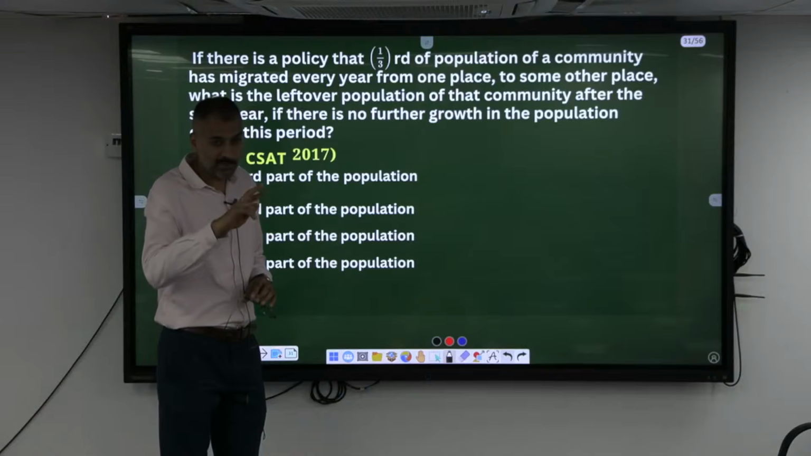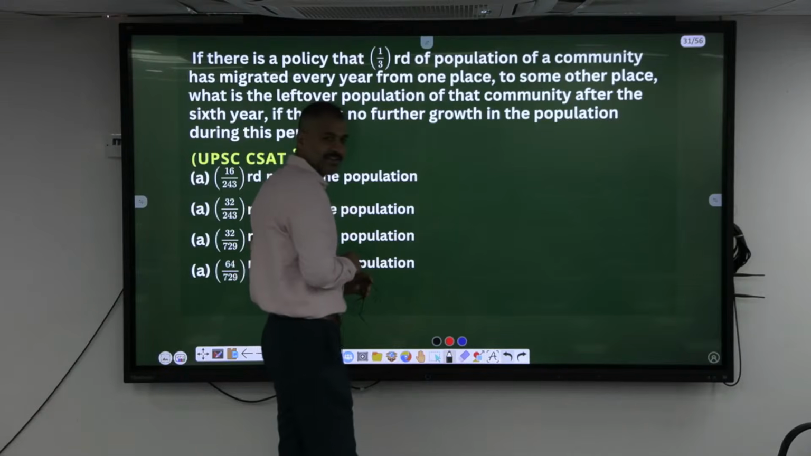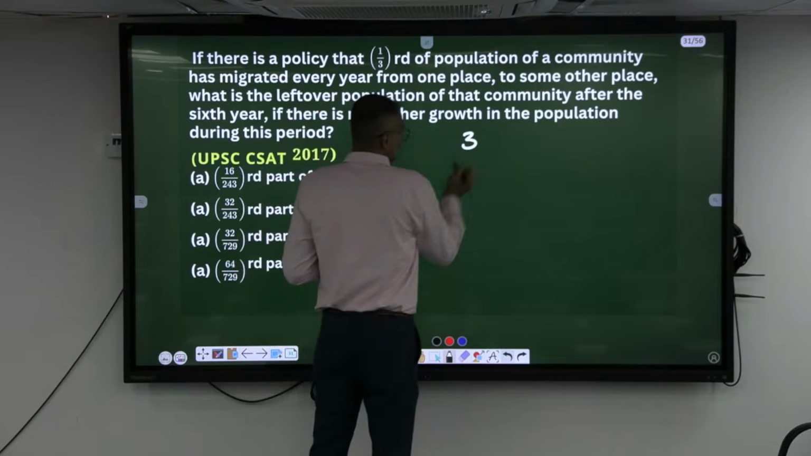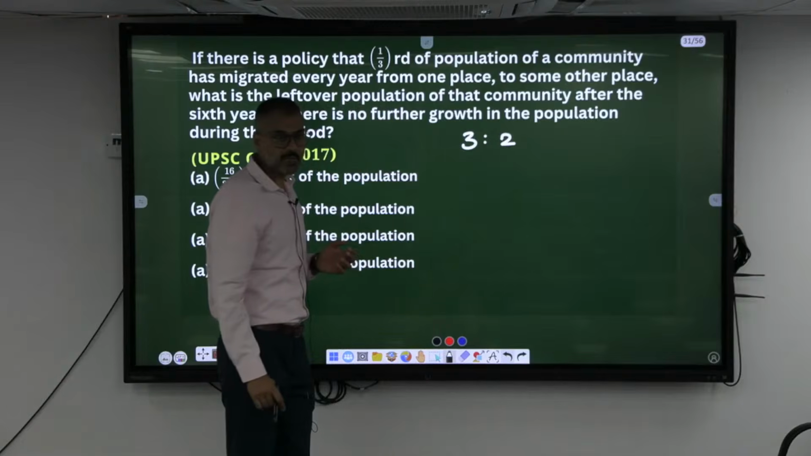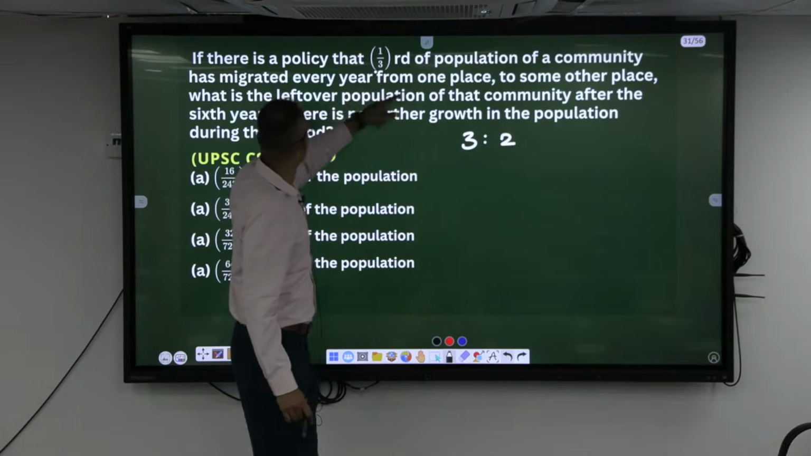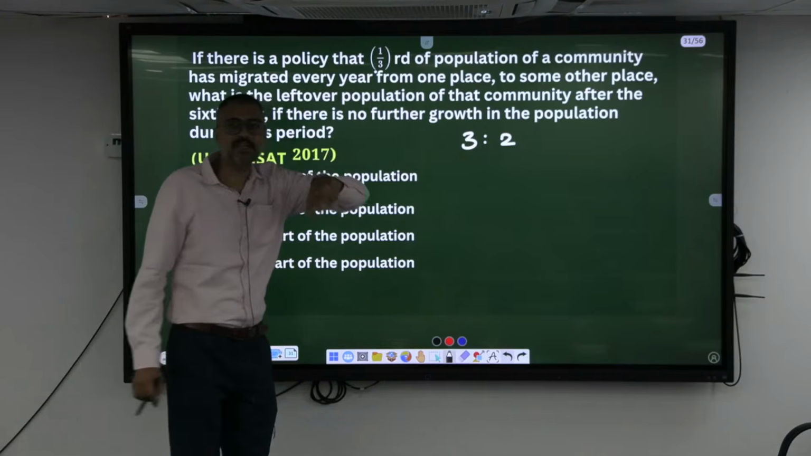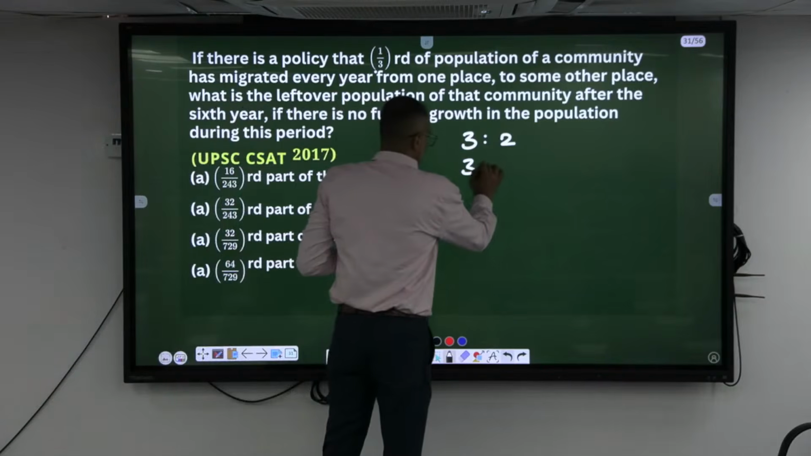Not 1. We removed 1, means remained. Earlier it was 3, right? At the end we'll be having 2. Isn't it or not? Okay. 1/3 of the community has been migrated. So remain is 2 parts. In that 2 parts again 1/3 is removed. 1/3 is removed. 1/3 is removed. So how many times you have to do this one?